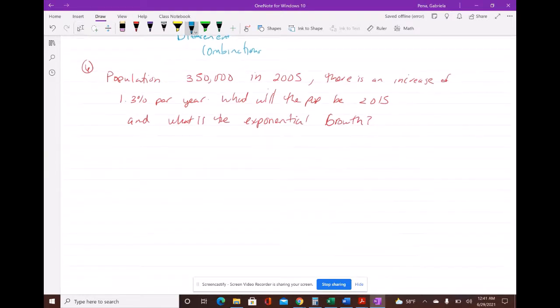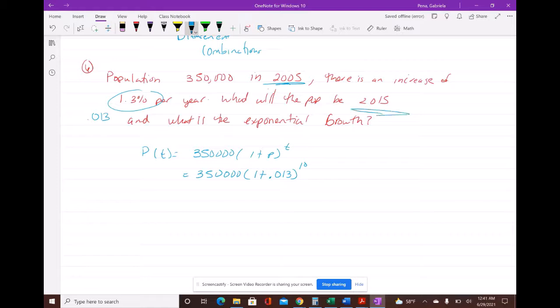So, a couple of things. The population is going to be 350,000, because that's how many we start with, times 1 plus my percent, to the t, the amount of years. So I have 350,000 times 1 plus, we need to change this percent to a decimal, so 0.013, and it's going to be 10 years from 2005 to 2015.